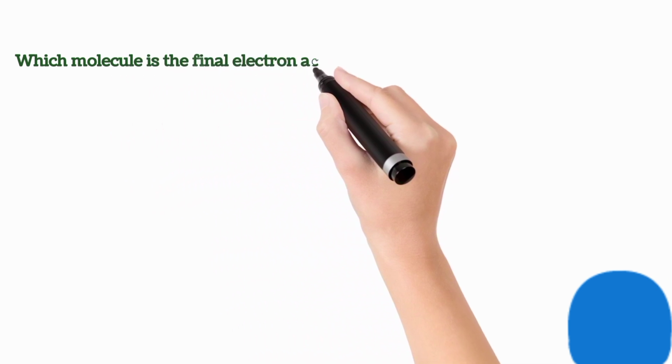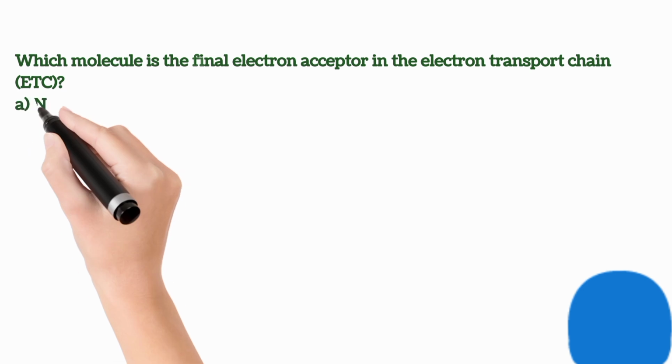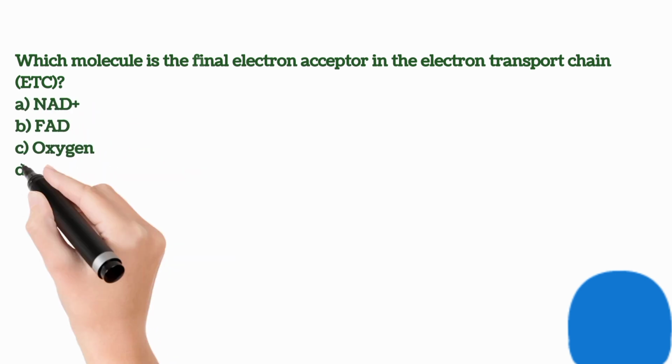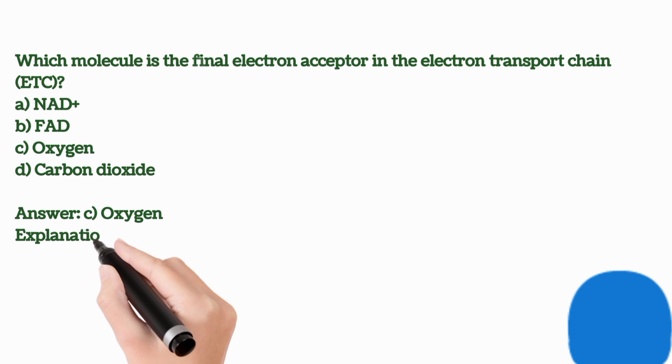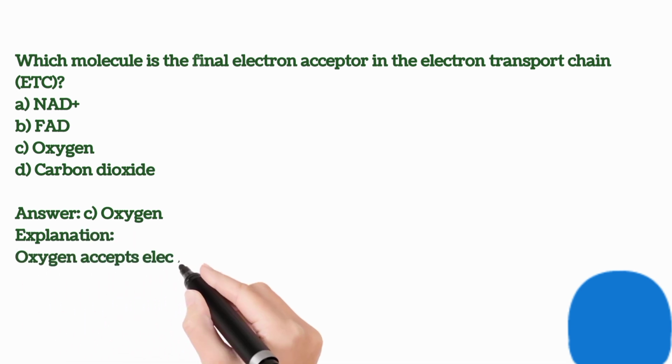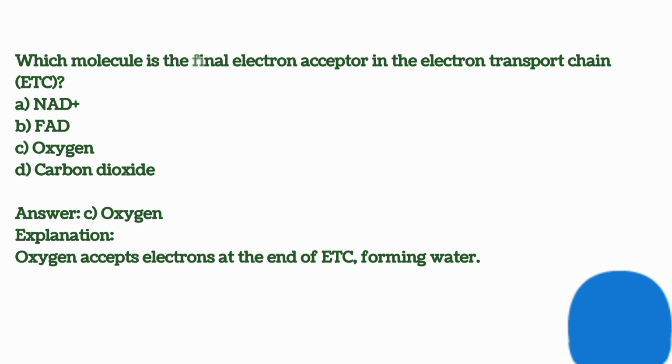Which molecule is the final electron acceptor in the electron transport chain? NAD positive, FAD, oxygen, carbon dioxide. Oxygen. Oxygen accepts electrons at the end of the electron transport chain, forming water.